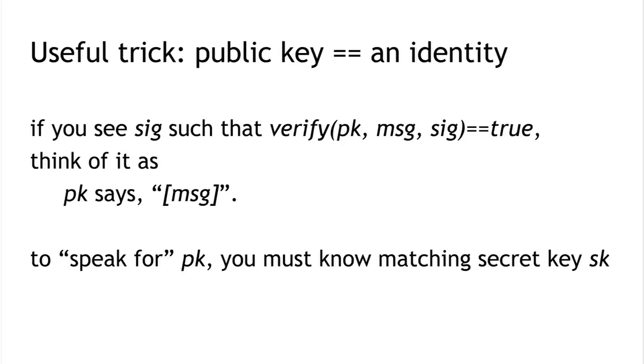And if you think about it then, for someone to speak for PK, that is for someone to be able to make statements that will be seen as coming out of PK's mouth, you have to know the matching secret key, SK. And so if you know the secret key that corresponds to the public key, PK, then you can sign messages with that secret key, and what you're doing essentially is making statements on behalf of that public key. And that means that there is an identity in the system which only you can speak for, and of course that's what you want an identity to be, something that one person can speak for or on behalf of that everybody can see.